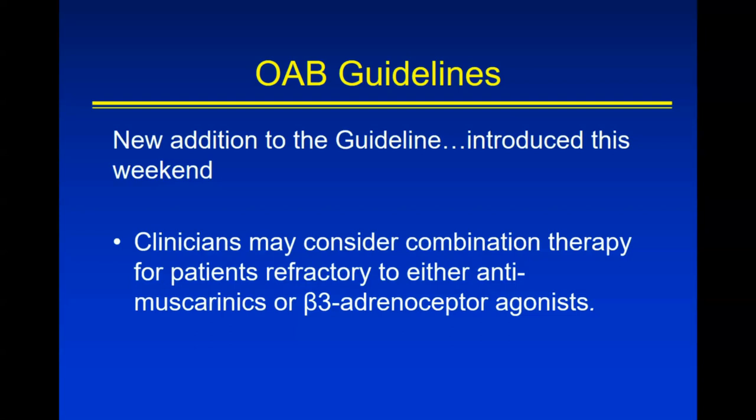Sandip, do you want to add anything with this addition to the guideline? Yeah, thanks, Dave. I think the only thing is, like he says, may consider. So just understand, it's not mandated that if you try and fail a monotherapy, be it an anticholinergic or a beta 3, that you have to then try combination before going on to third line. And as you can imagine, every time we write these guidelines, there's very few extremely strong statements that you have to do something. There's often a may or should consider or may consider, and it's very specific as to why we do that, to give the provider some flexibility.